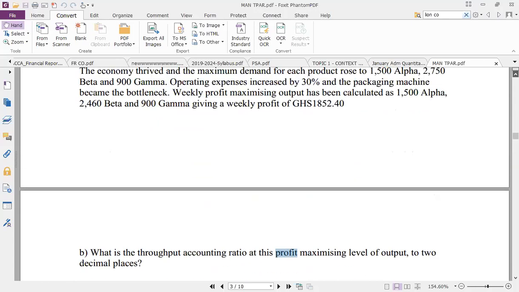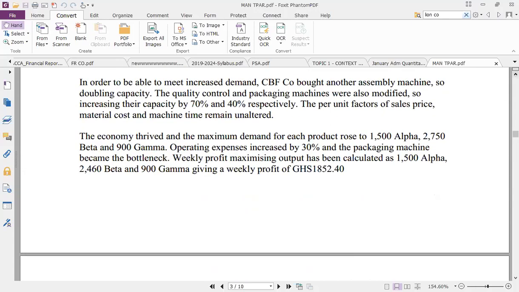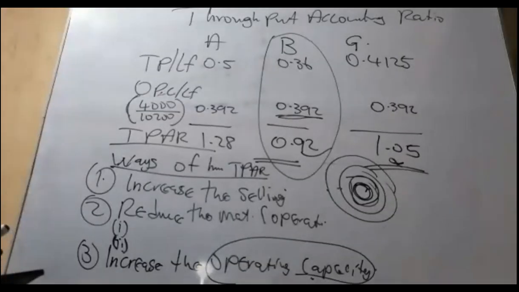first of all, what do you need in calculating the throughput accounting ratio? You need a throughput per limiting factor, right? So using the new issues, now they've changed the limiting factor. So using the new limiting factor, you calculate for it. When you are done, then you calculate for what? The operating cost per limiting factor. In fact, I can show you the formula. It's on the board, so you can have a look at it.